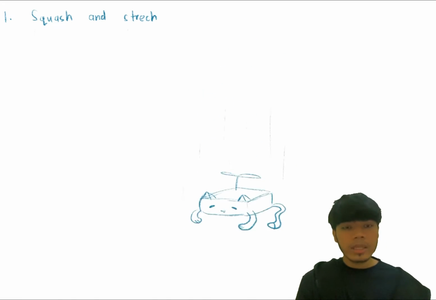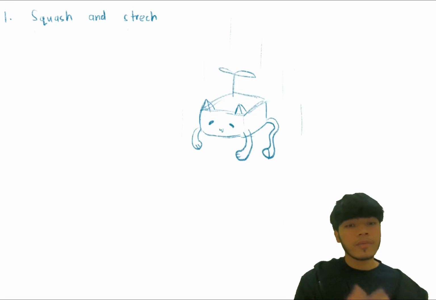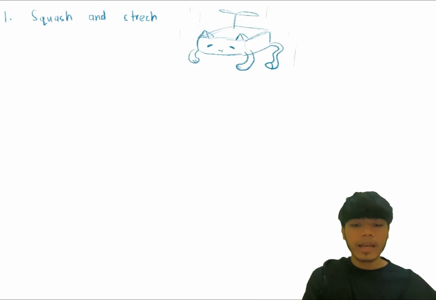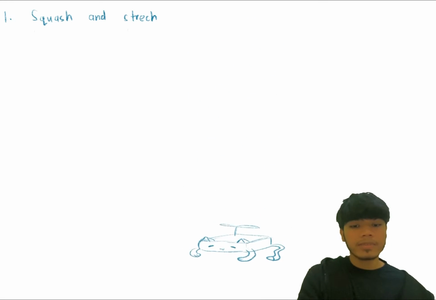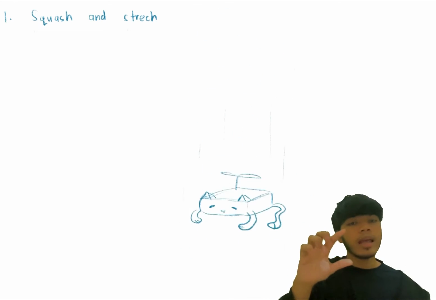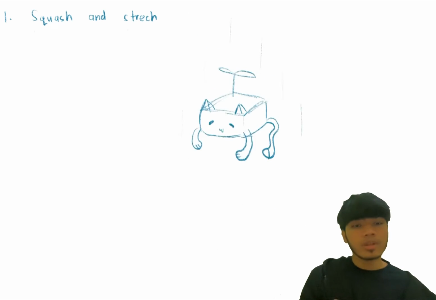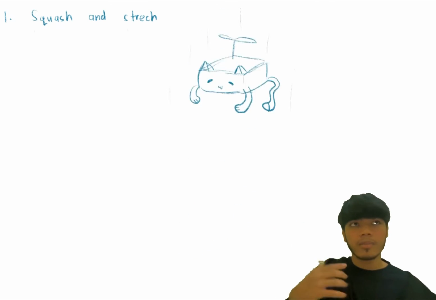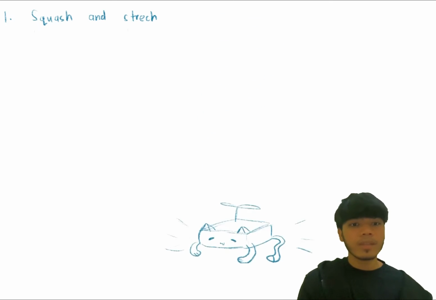Now, if I animate my drawings into a video, you can see the Robocat starts falling and bouncing, and I make it longer in the middle and flatter at the bottom, so it looks like my Robocat is a softer object.